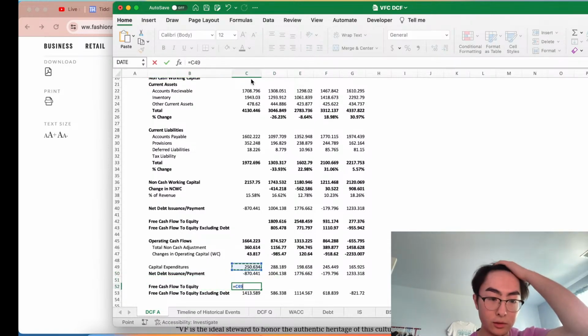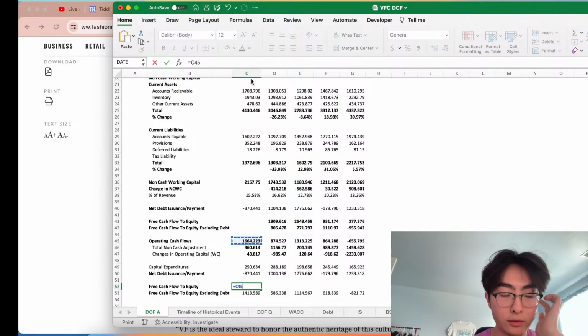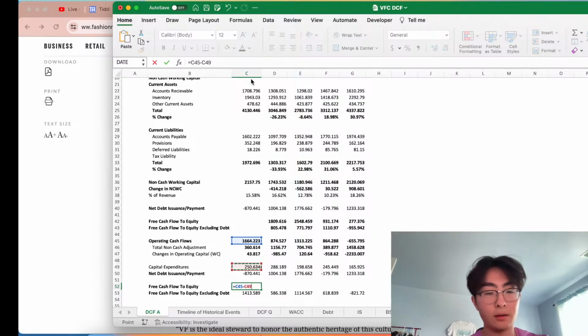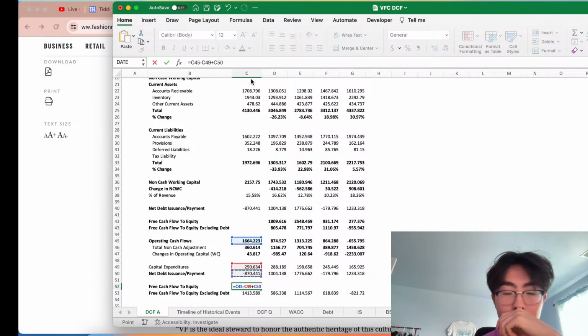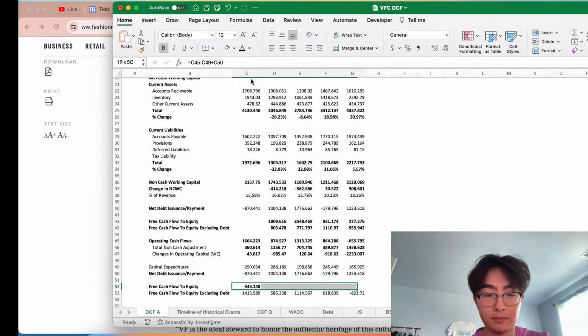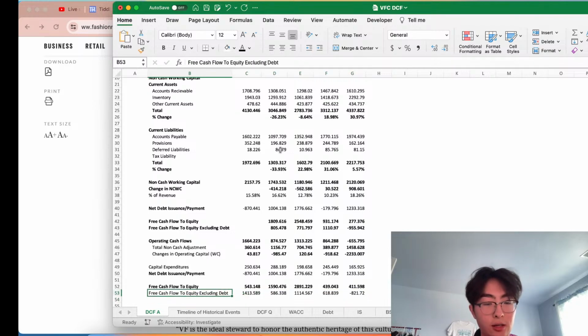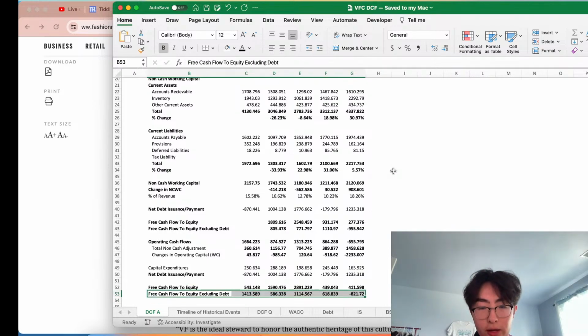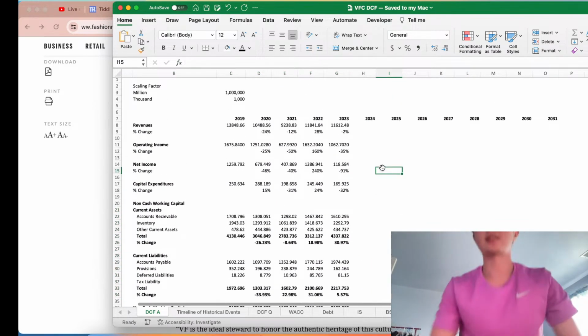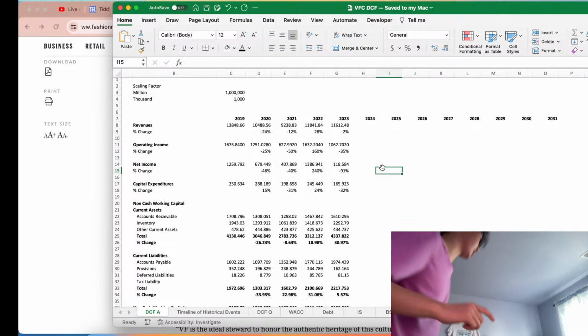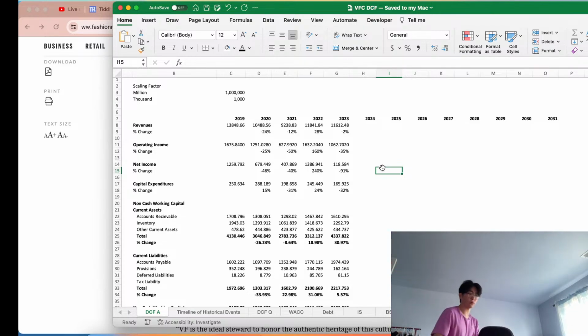Which is equal to operating cash flows minus capital expenditures plus net debt issuance. Oh, we didn't talk about acquisitions yet. All right, I guess we can include acquisitions after. I kind of want to get started on forecasting these cash flows.